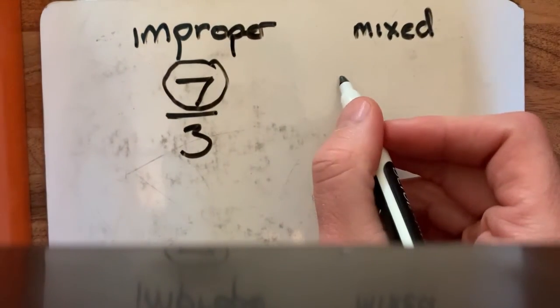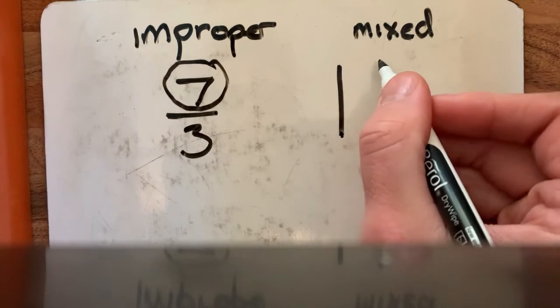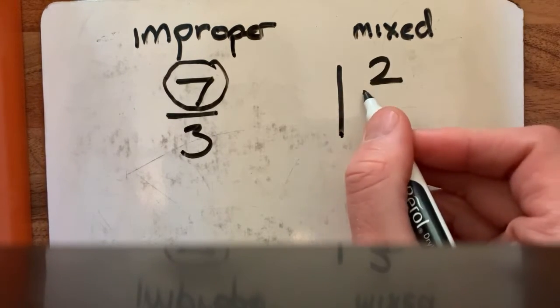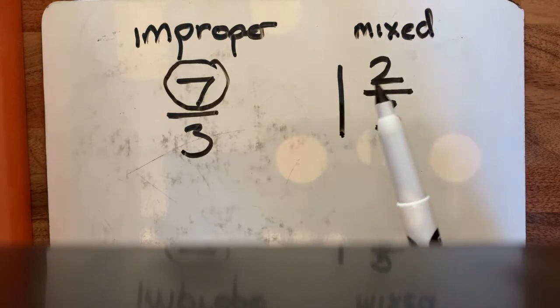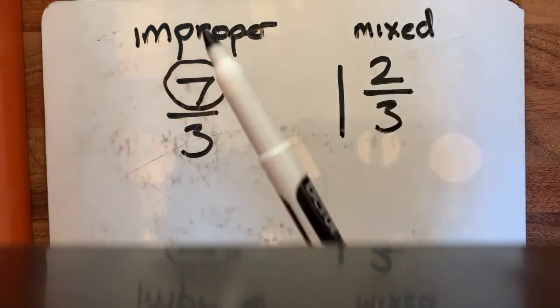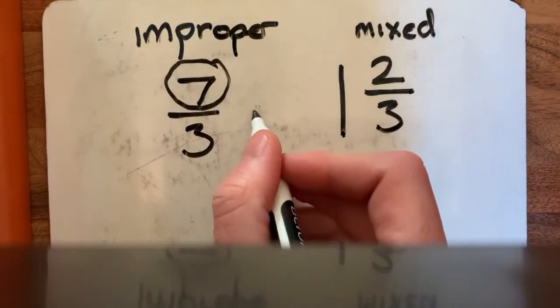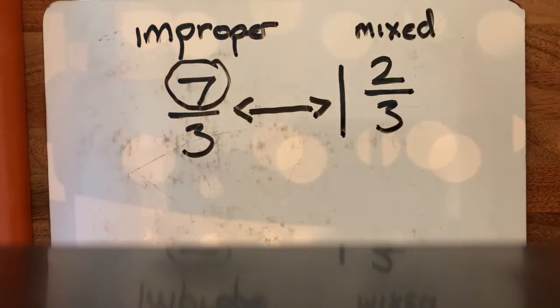Whereas with a mixed number, we often represent the whole as a larger number next to the fraction, and then we have the fraction next to it. So in this case, I have 1 whole and 2/3, whereas in the improper fraction, I have 7/3. It's being able to convert between both of those that we're going to be looking at today.